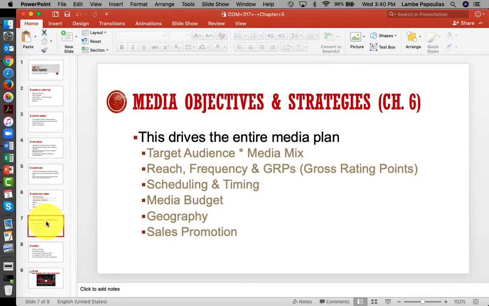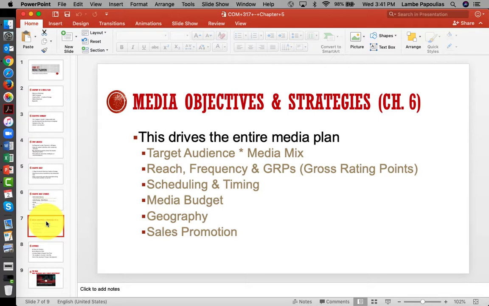And you'll see the creative brief is discussed on page 34 of your textbook. Then you have your media objectives and strategies. It really talks a little bit more in detail in chapter 6. But here we're not going to go into too much detail, and in the next PowerPoint we'll go over it a little bit more. But this drives the entire media plan.